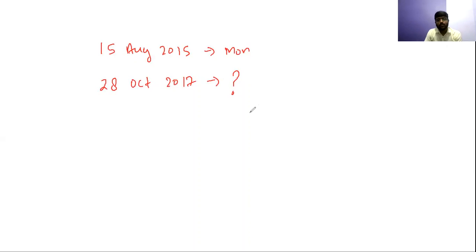So I think some of you might get the idea now. What do you need to do here? Actually, you need to find the total odd days. What is the total odd days between 15th August 2015 to 28th October 2017? That is actually the whole idea behind it, because we have been learning the odd days. So how to solve this kind of question?